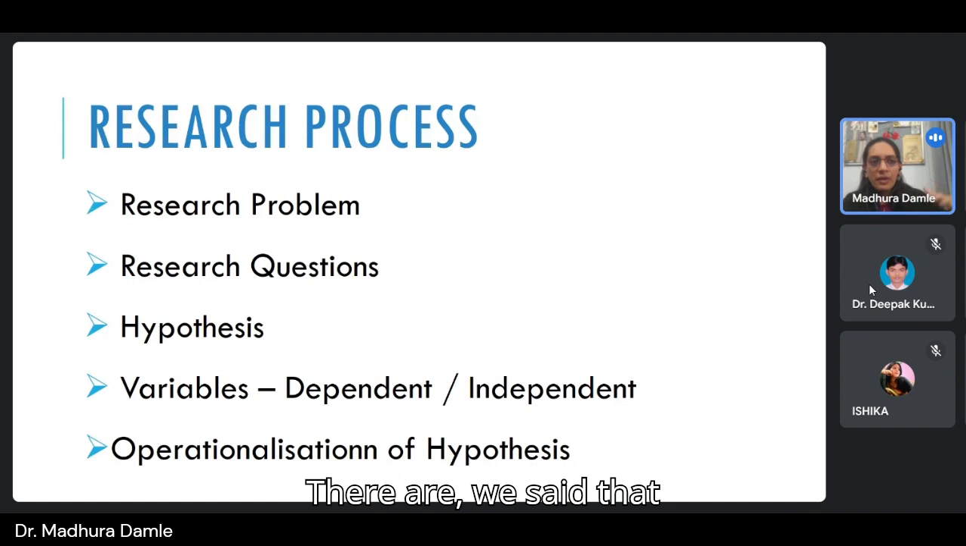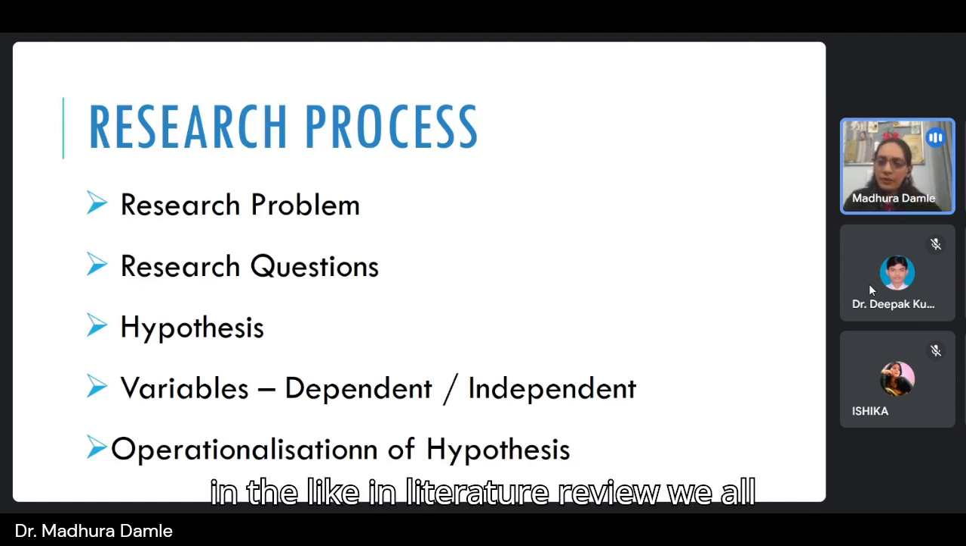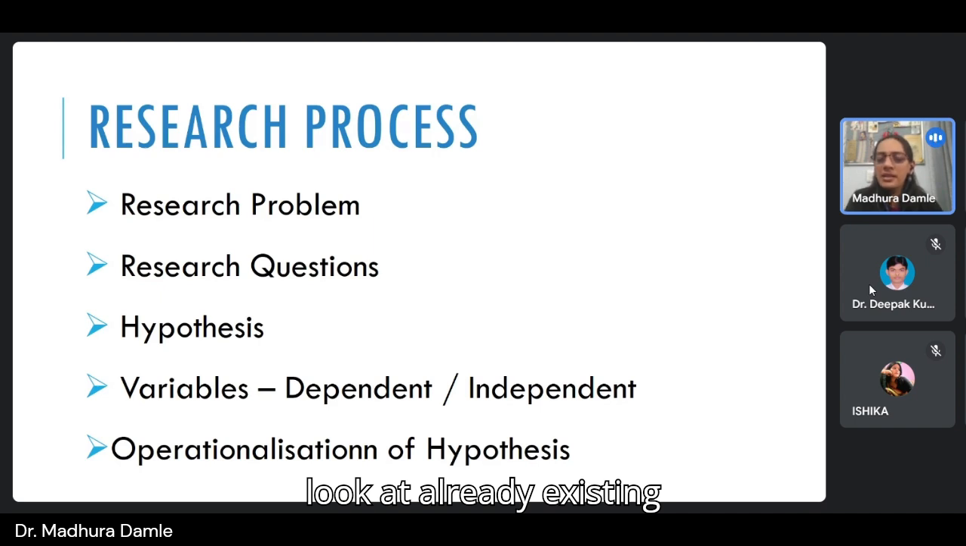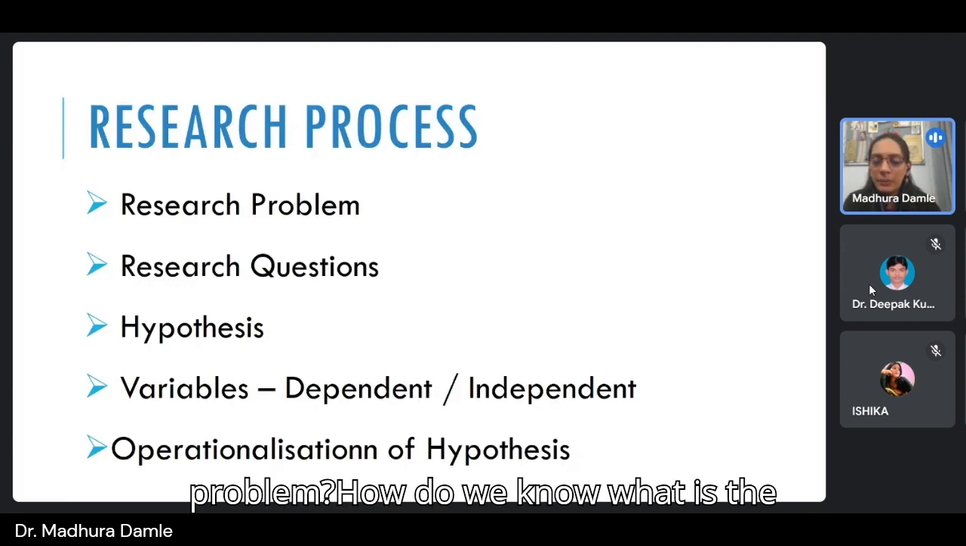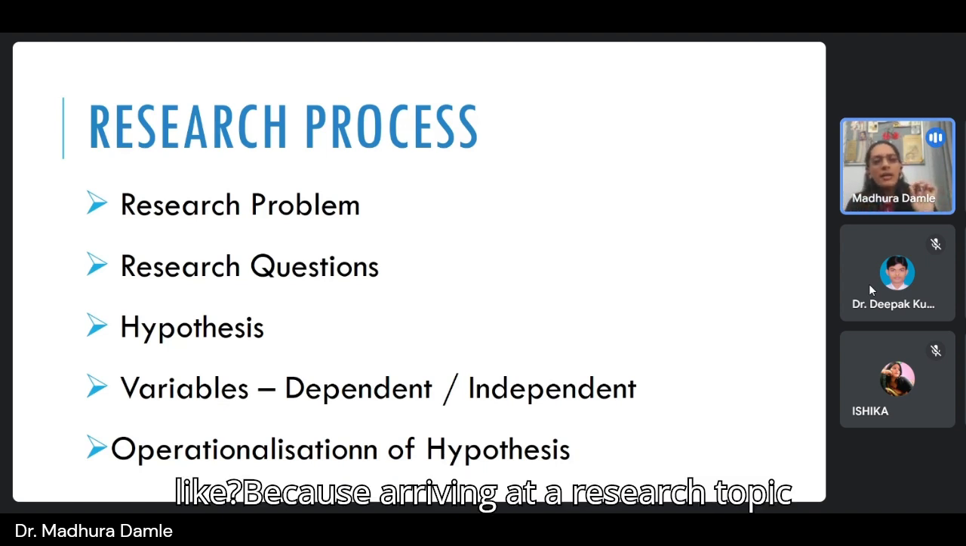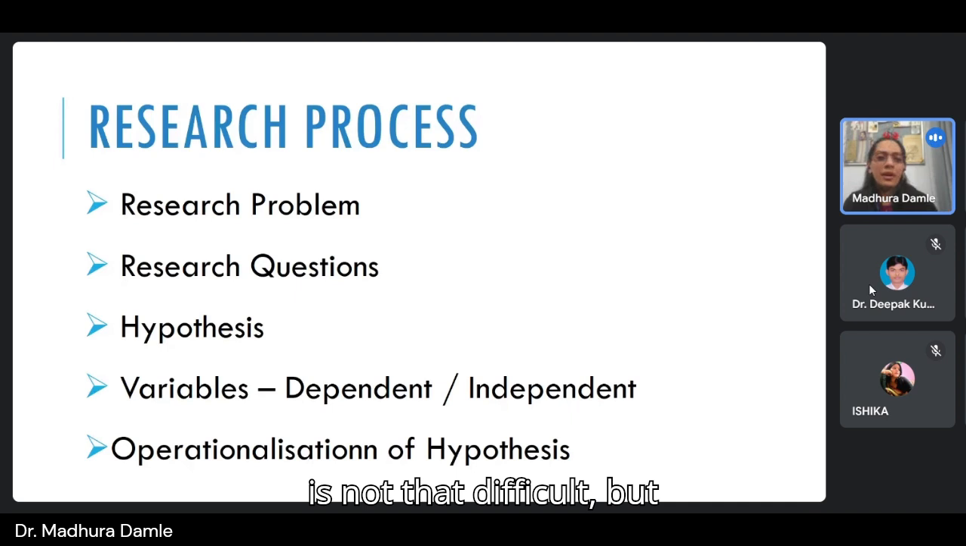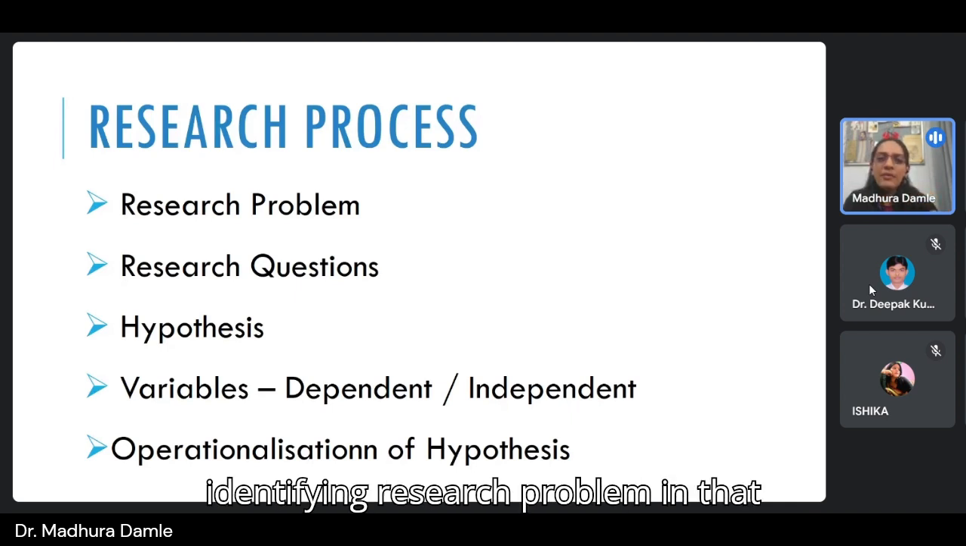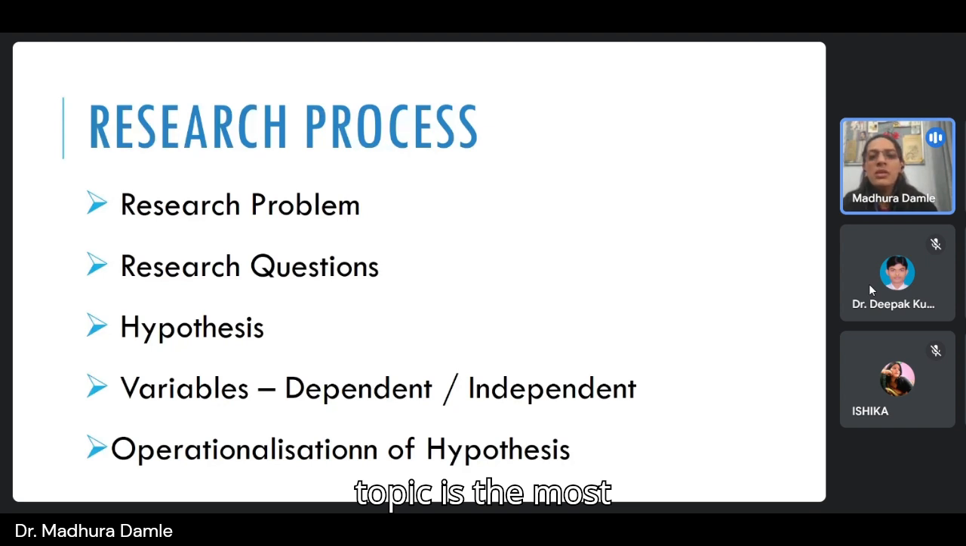We said that in literature review, we look at already existing explanations for something. Now, where do we locate this problem? How do we know? Because arriving at a research topic is not that difficult, but identifying a research problem in that topic is the most difficult part of the research.